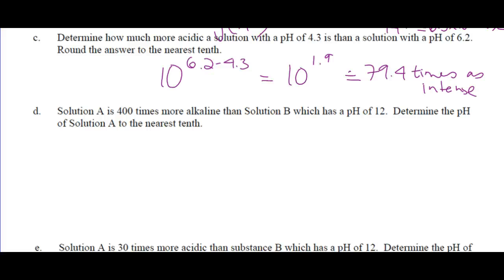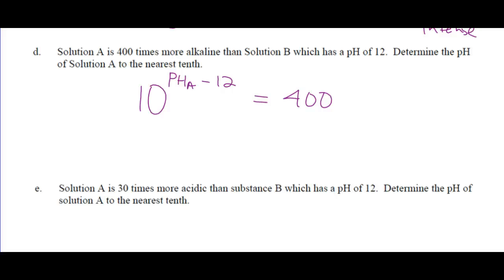Solution A is 400 times more alkaline than solution B, which has a pH of 12. If you're more alkaline, will the pH be bigger than 12 or smaller than 12? It's going to be bigger than 12. So we say 10 to the power of the pH of A minus 12 is equal to 400. We need a higher number, so we do the higher number minus the lower number.